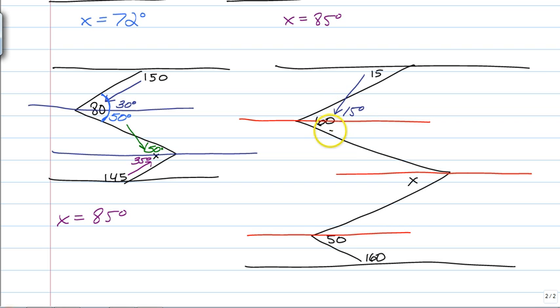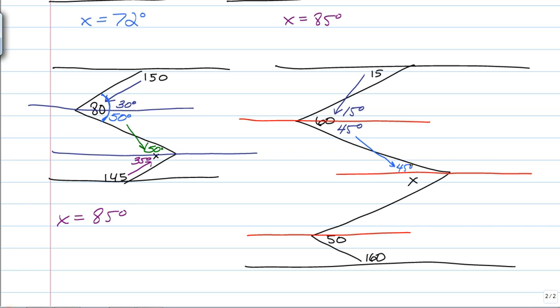If the full angle is 60 and the top is 15, that means the bottom over here is going to be 45 degrees. And now to get to the top part of X, you're going to cross over again. Alternate interior angles will tell you that this is 45 degrees. Now you've got the top part of X.